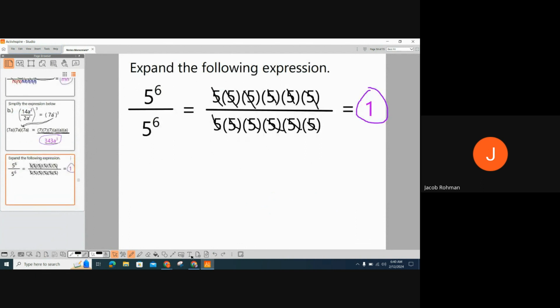And then in this example, we're given 5 to the 6th power divided by 5 to the 6th power. We know that any number divided by itself is always going to be 1, but I wrote this out and expanded it so you could see all of these 5s just divide each other out, and you're left with the top as 1, and the bottom of the fraction is 1. And we know that 1 divided by 1 is simply this 1 here.